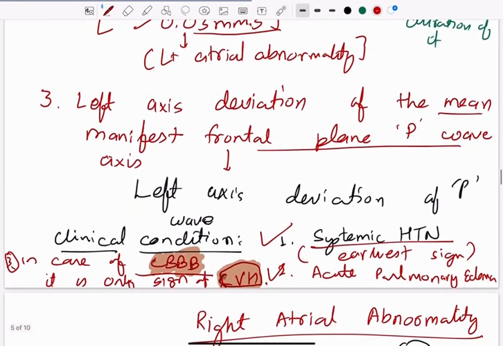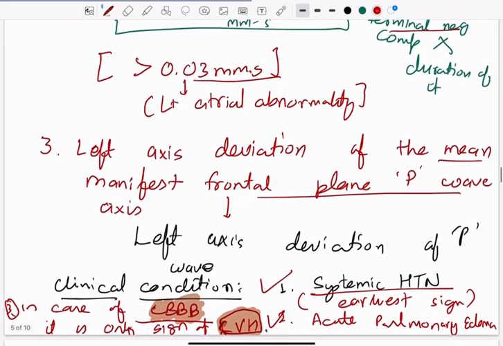What is the third? There is left axis deviation on the frontal leads manifested in the P wave. You remember this, as there is an enlargement. I have already explained why. This is also one of the criteria. So basically the normal axis angle is plus 40 degrees, and here it goes beyond 0 to 40 in the P wave axis.